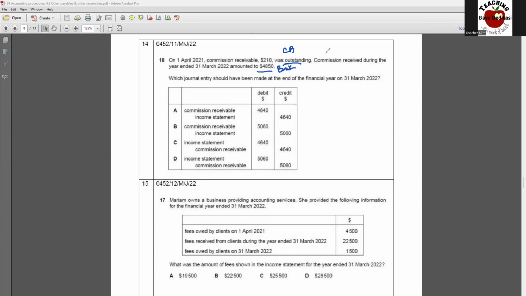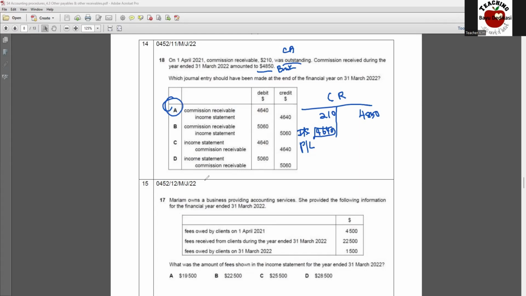Which journal entry should be made at the end? So you need to find the income statement or profit or loss. So asset, debit side, bank, 4,850, this is a bank amount. The difference transfer to the income statement or the profit or loss amount. Take credit minus the debit, so 4,640. So this is a commission receivable account. So you have to debit commission receivable account and credit income statement. So the answer is B.